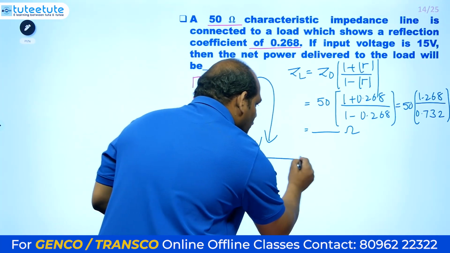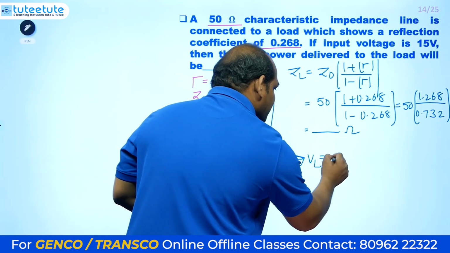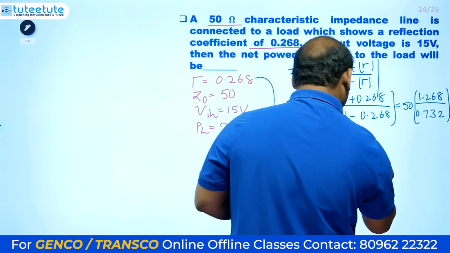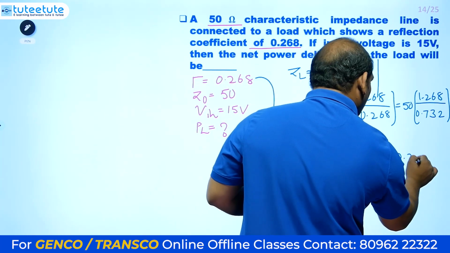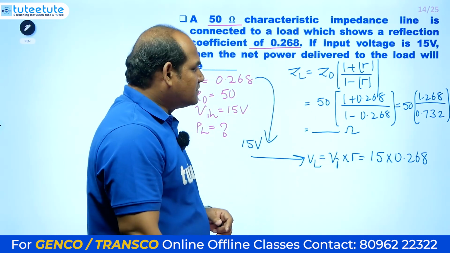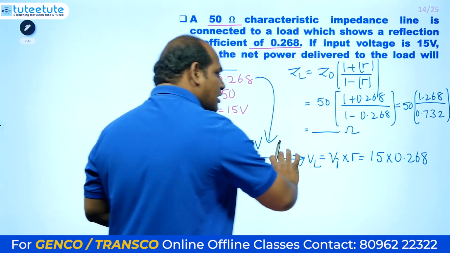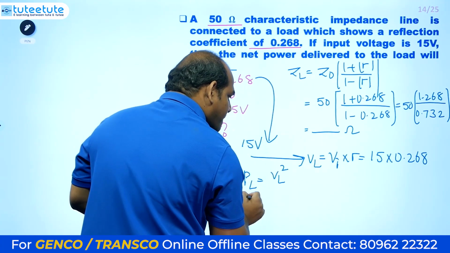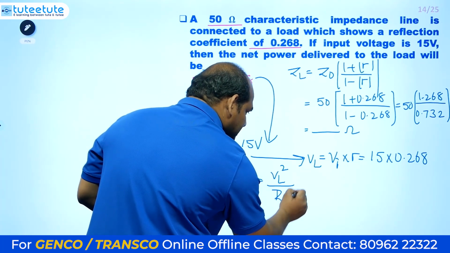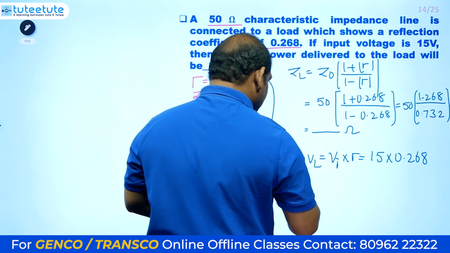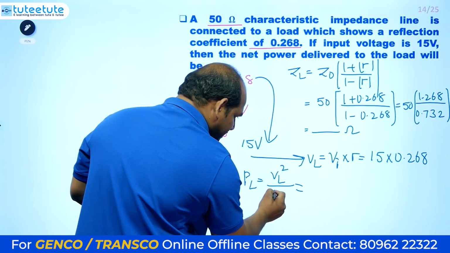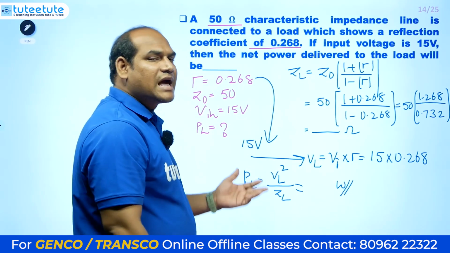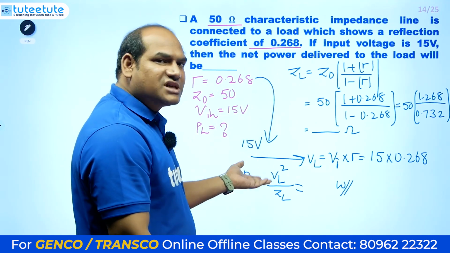So what goes to the load, VL, we can take as VI into gamma, that means 15 multiplied with 0.268. That is what we have to calculate. This is the load voltage. Now the power delivered to the load is equal to VL square by ZL. ZL we already have, VL we have here. Substitute and you will get the power delivered to the load in watts. It is a simple calculation. I have given the procedure for how to do this.